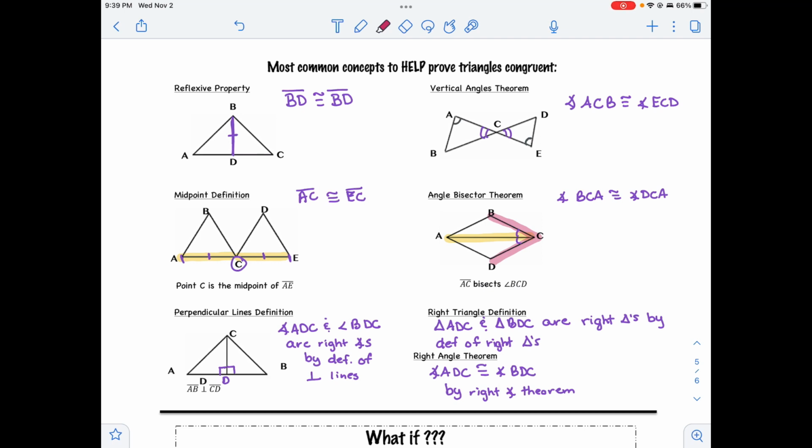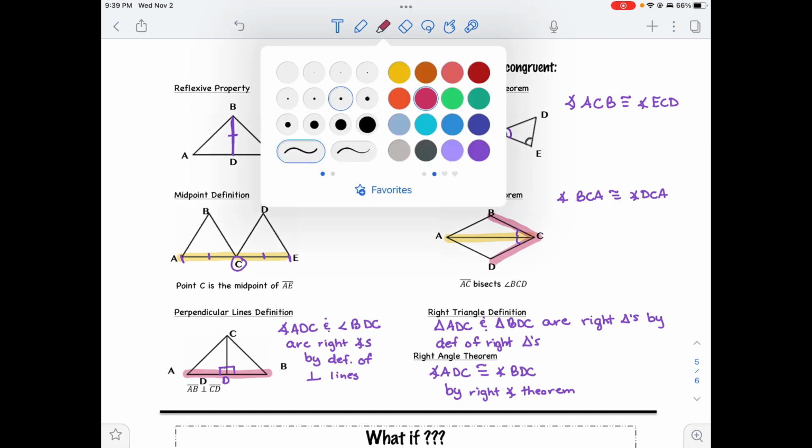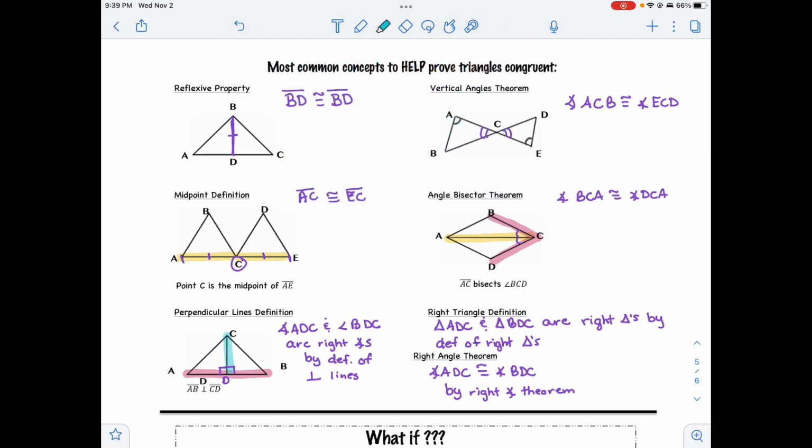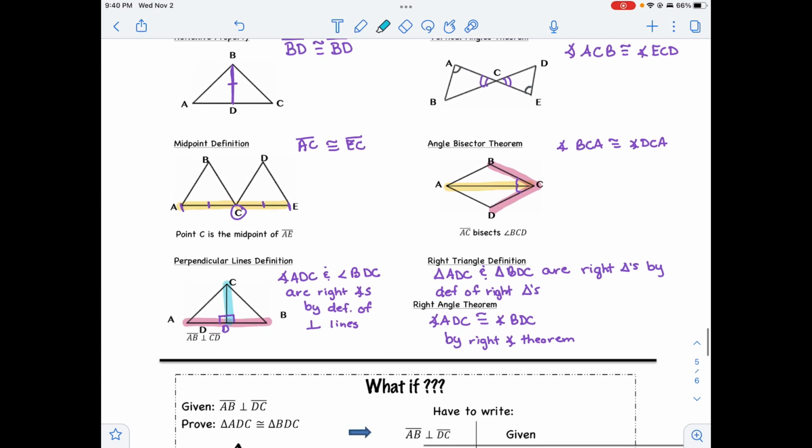And then we have perpendicular lines definition. It tells us that AB here is going perpendicular to CD. My D's off a little bit, so I wrote it. So CD. So that makes those angles right angles. And so that, by definition, gives us perpendicular lines. So a right triangle definition is that these two triangles, the ADC, so each side, and BDC, are right triangles by definition of right triangles. And then the theorem is that the angle ADC and the angle BDC are right angles by the right angle theorem. So let's look at some what ifs.